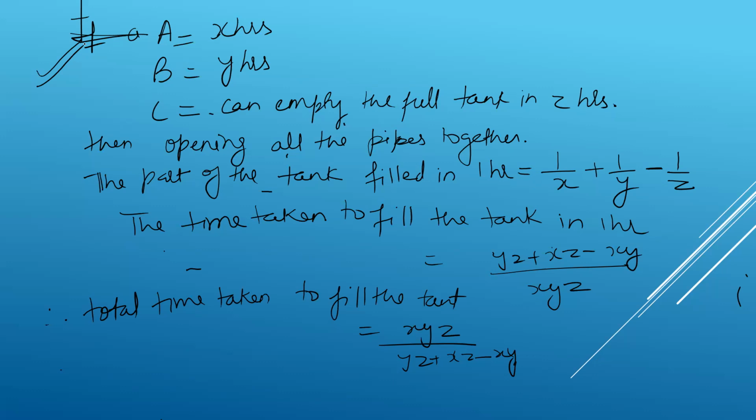The part of the tank filled in 1 hour, for A is 1/x. For B it's going to be 1/y. For C it's going to be 1/z, okay, for empty. So what will happen? We add 1/x plus 1/y because here tanks are getting filled. But we are going to subtract 1/z because in this case the tank is getting emptied.